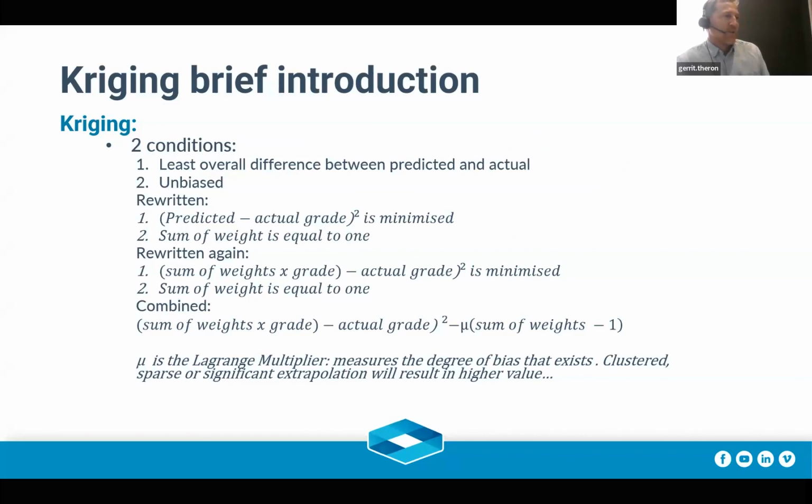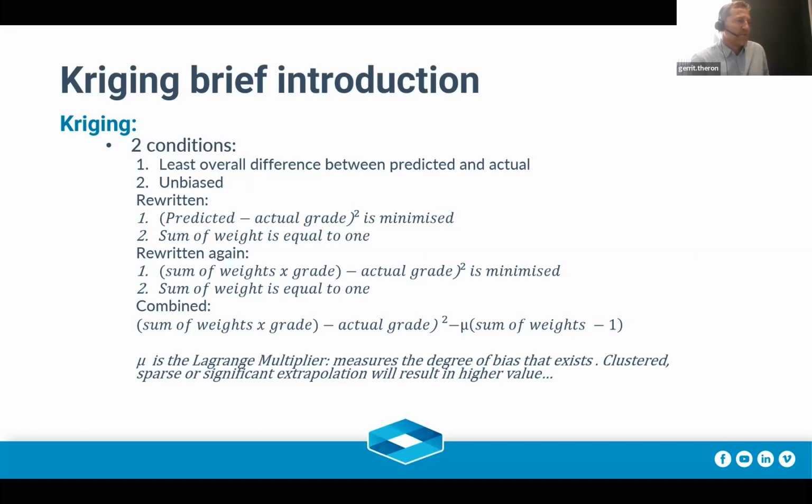The two conditions that they wanted to meet were the least overall difference between the predicted and your actual grades, and it needed to be unbiased. So we can write that as the predicted minus the actual grade squared is minimized, and then the sum of the weights must be 1. That can be rewritten as the sum of the weights times the grade, to give us a predicted grade, minus the actual grade squared is minimized, and secondly, the sum of the weights is equal to 1.